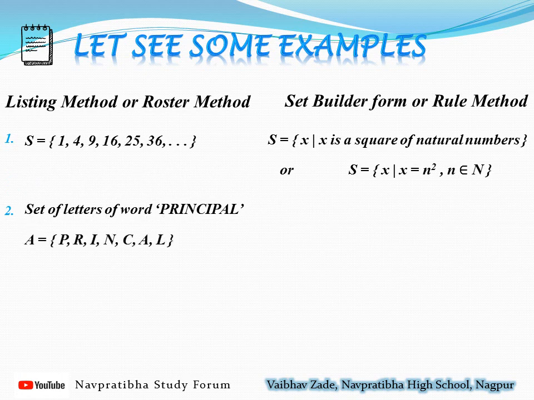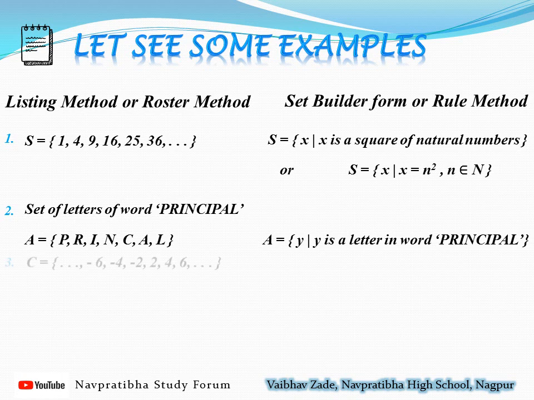In the list method, I write A equals p, r, i, n, c, a, l, avoiding the repeated element. And in set builder form, A equals {y}, where I take another variable. A is the set of all y such that y is a letter in the word principal.